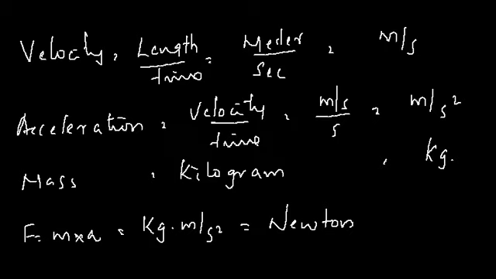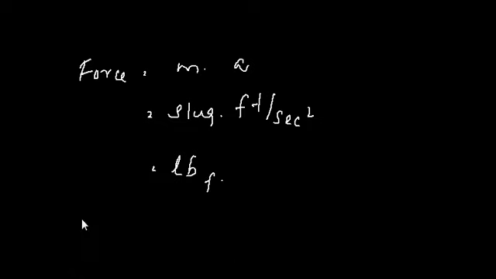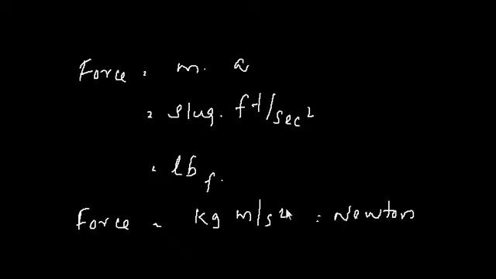So the difference between imperial and SI system is this is SI system and this is imperial. So kilogram changes to slug, meter changes to feet, second remains the same. So if you know the conversion between meter to feet and kilogram to slug, you can switch between SI system and imperial system very easily.